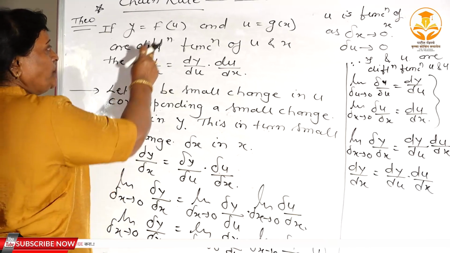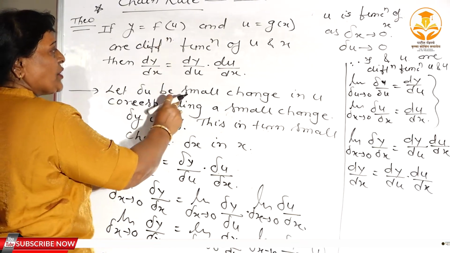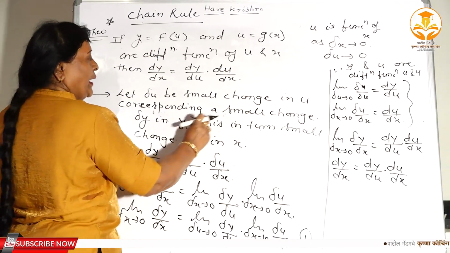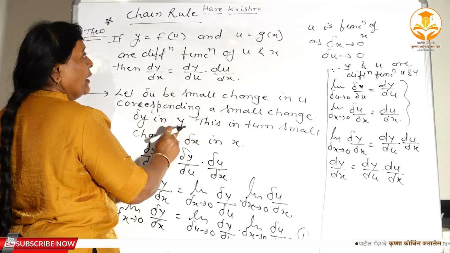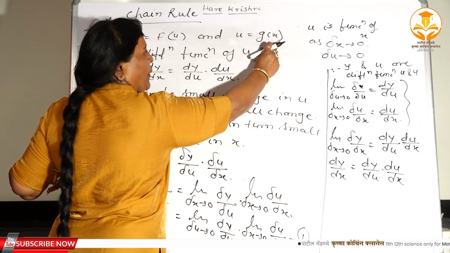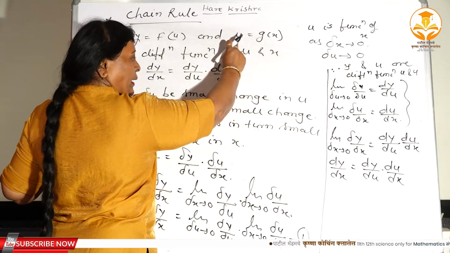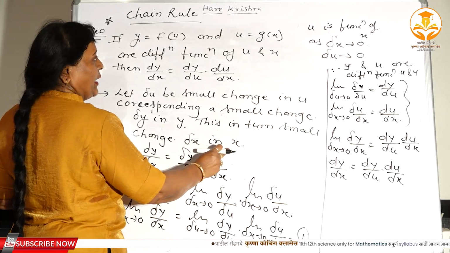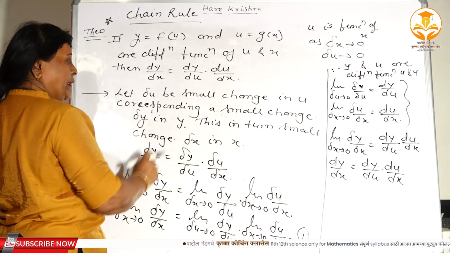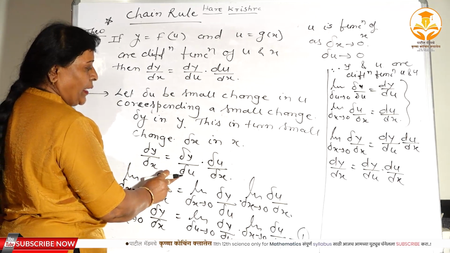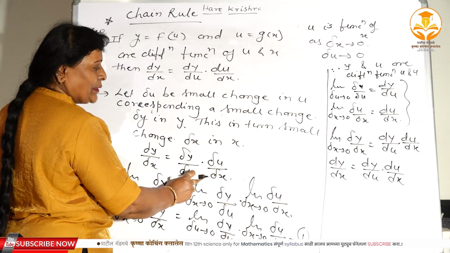Now I have taken del u as the small change in u, corresponding to a small change del y in what here? Y, isn't it? Once there is a change in the value of u, and y depends upon u, therefore automatically you will get this. In turn, we will get a small change del x in x. Now this identity you can write like this: del y divided by del x is equal to del y divided by del u into del u divided by del x.